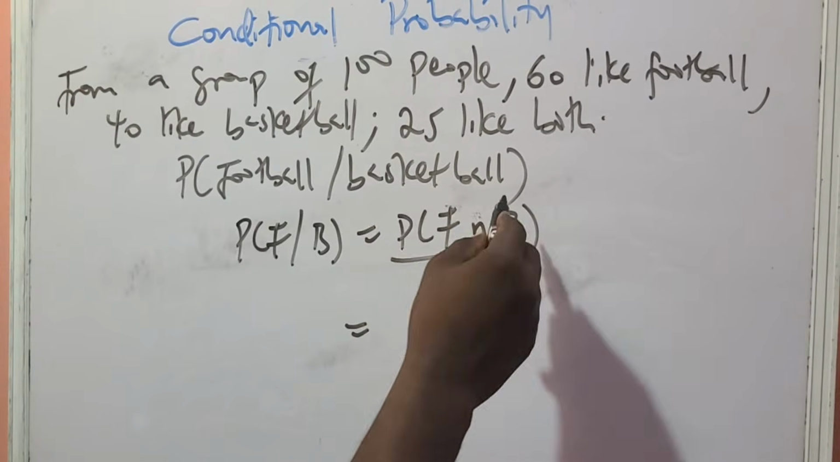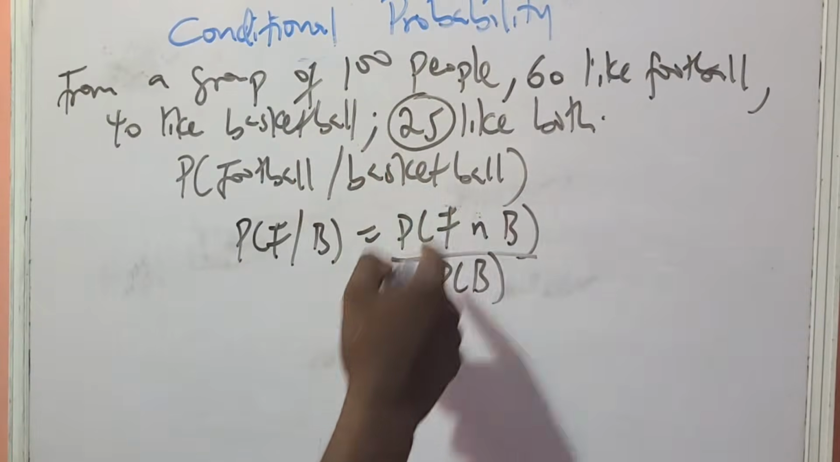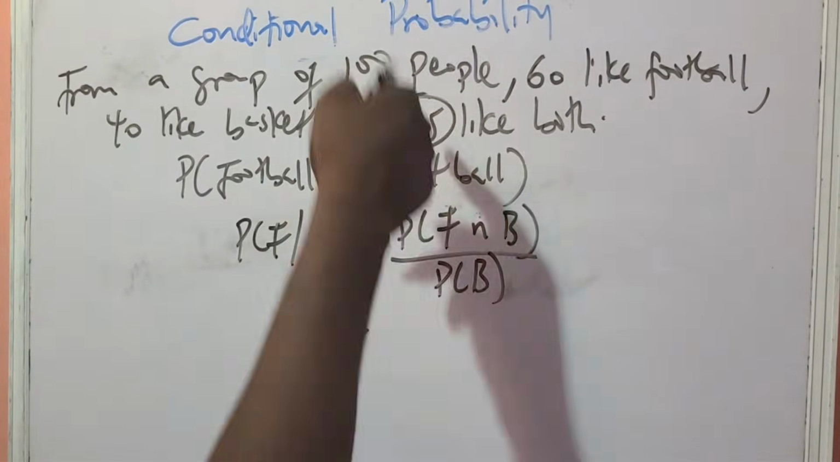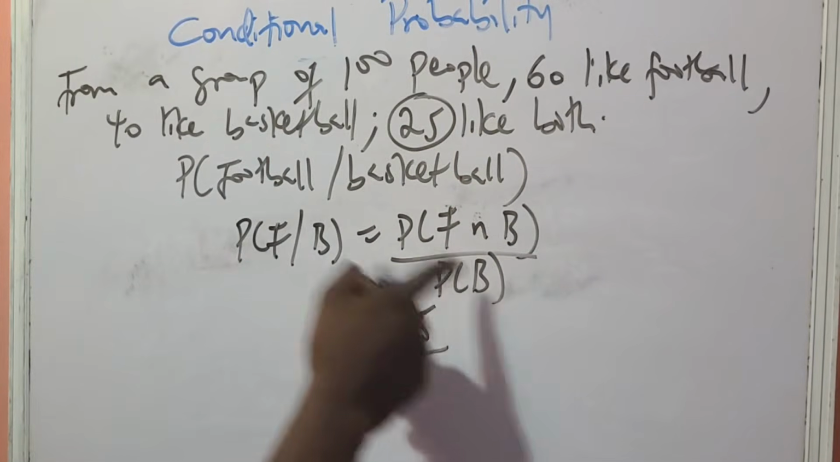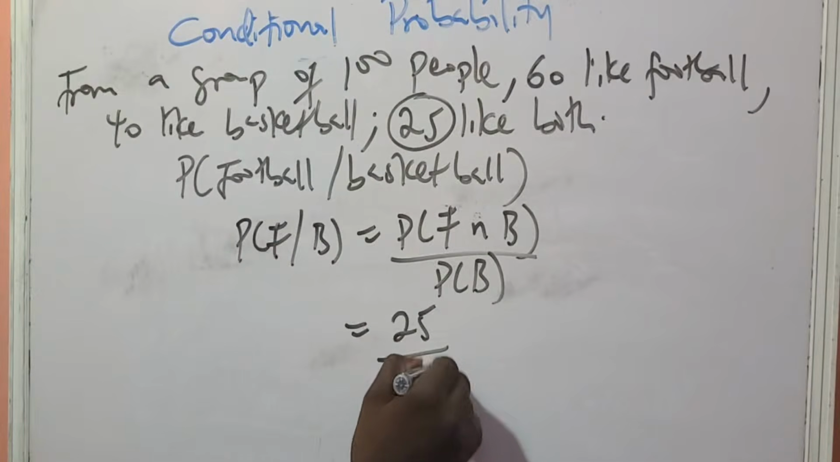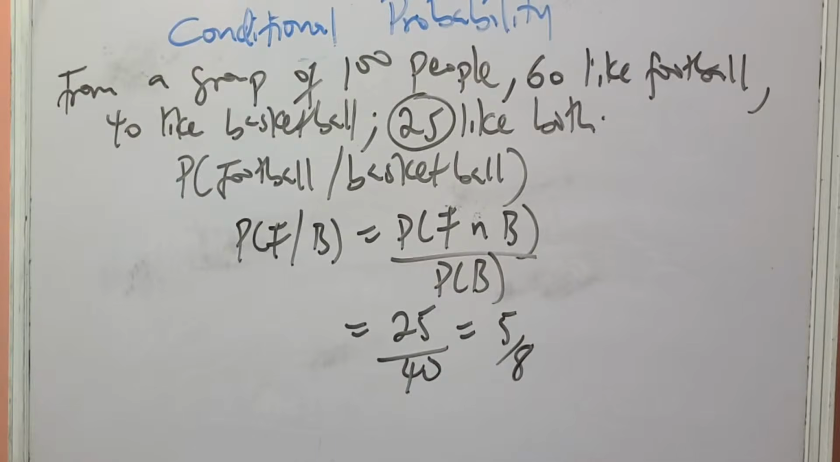The intersection between football and basketball is giving us those that have both. 25 like both. That means football and basketball, both. So we have 25 over the probability of basketball, which is 40. This will give you a total of 5 over 8.